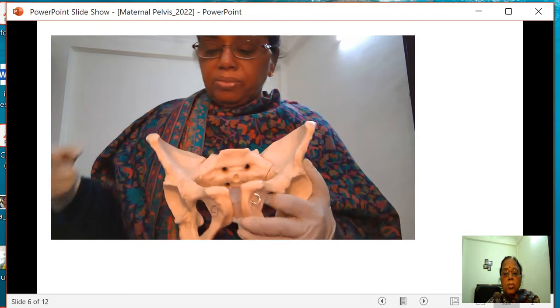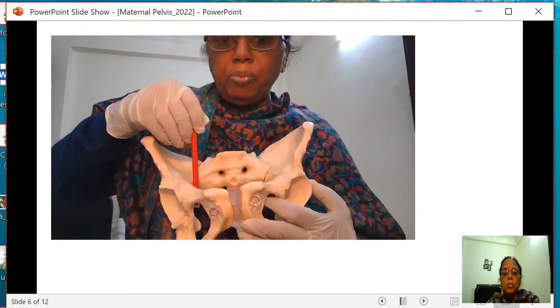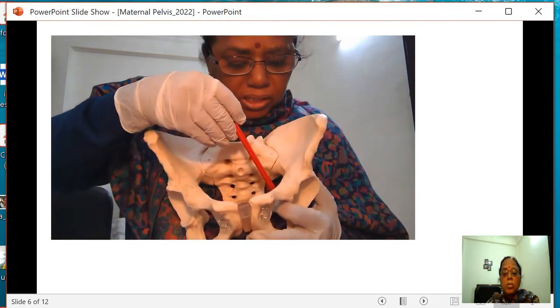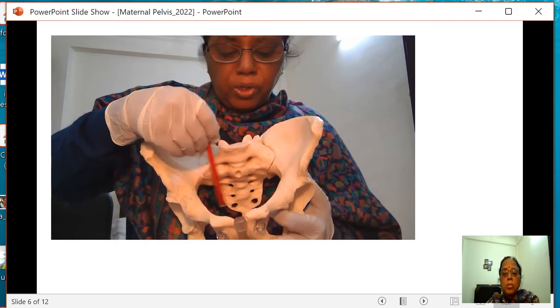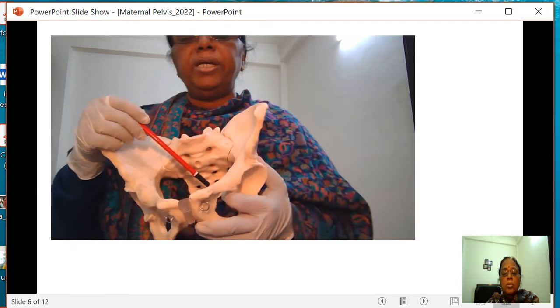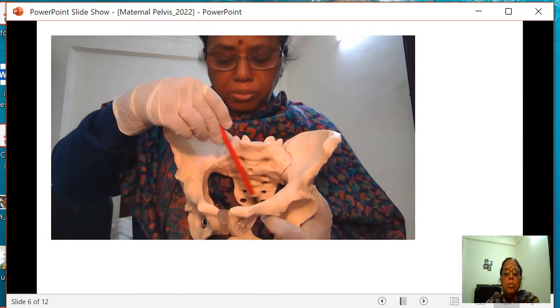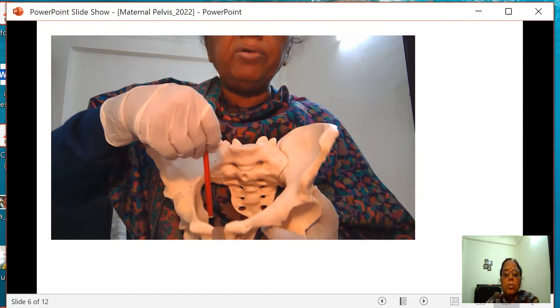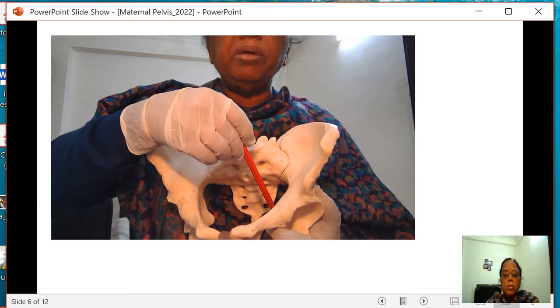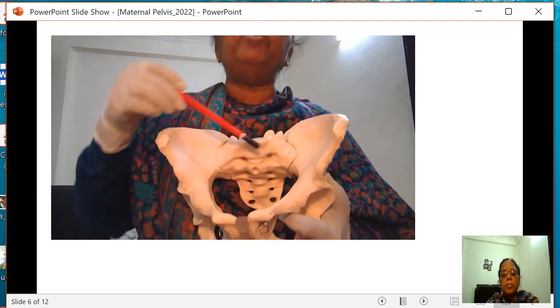We call the level of narrow pelvic plane station 0. So when we talk of station of the head, where the head is placed, and we say it is station 0, it means it is at the level of the ischial spine. The biparietal diameter is at the level of ischial spine.